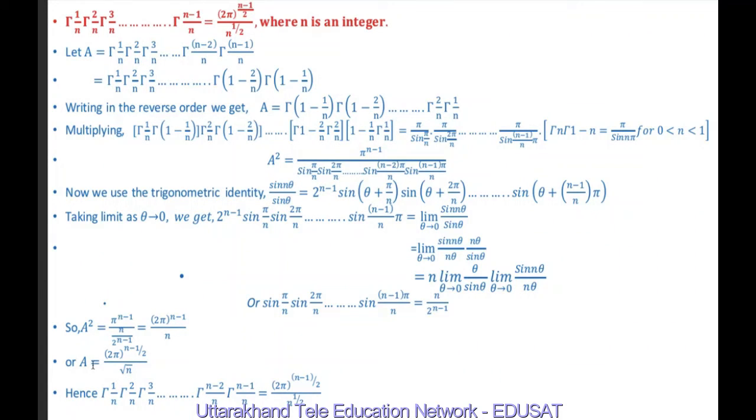So a is nothing but gamma(1/n), gamma(2/n), gamma(3/n), up to gamma((n-2)/n), gamma((n-1)/n), and this is equal to (2π)^((n-1)/2) raised to the power minus 1/2 of n.